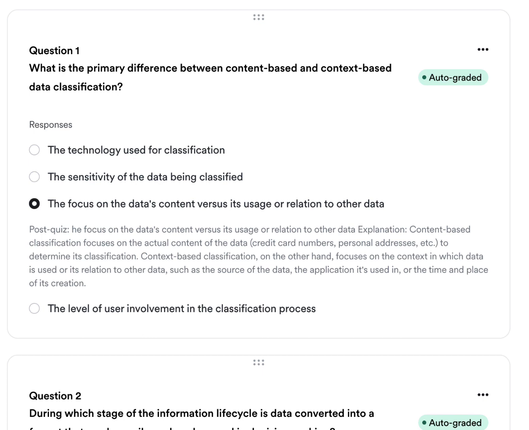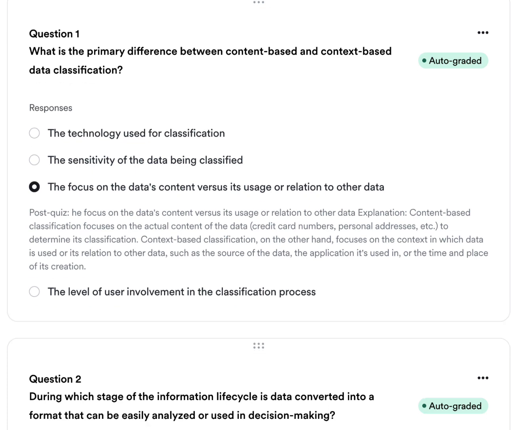Okay, so the question is, what is the primary difference between content-based and context-based data classification? And the answer is C, the focus of the data's content versus the usage or relation to the other data. So what that comes down to is, again, it's the context. Content deals with the data such as credit card numbers, social security numbers, personal addresses, and so forth. Context focuses on the context in which the data is used in relation to the other types of data. Again, whatever application is using it, that might fly into the face of context or might fall into context.